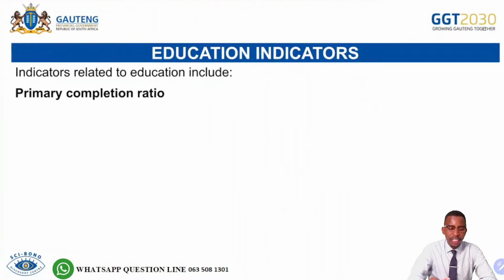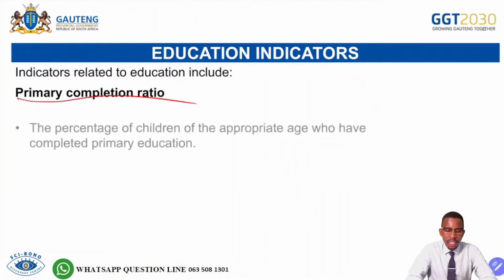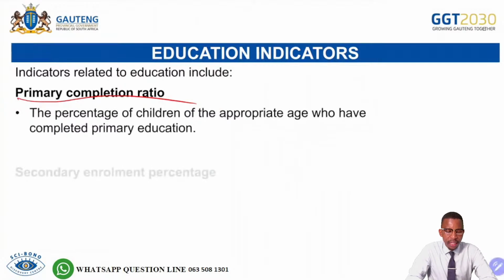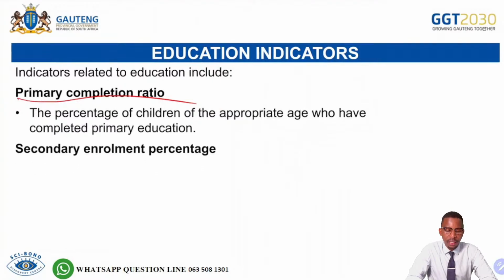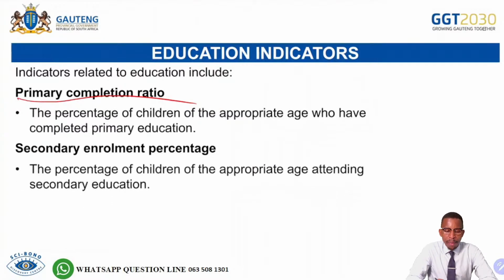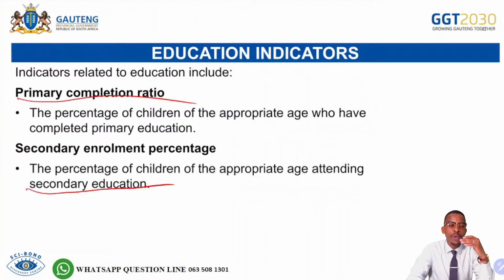Indicators related to education include the primary completion ratio, which talks about pupils at the relevant age that are able to complete primary schooling. And then also the secondary enrollment percentage. In this situation, we refer to the percentage of children of the appropriate age attending secondary schools. Remember, there's an age range that allows learners to be at school. So if you are beyond a certain age, you must not be at a certain grade or a certain school because of the age group.